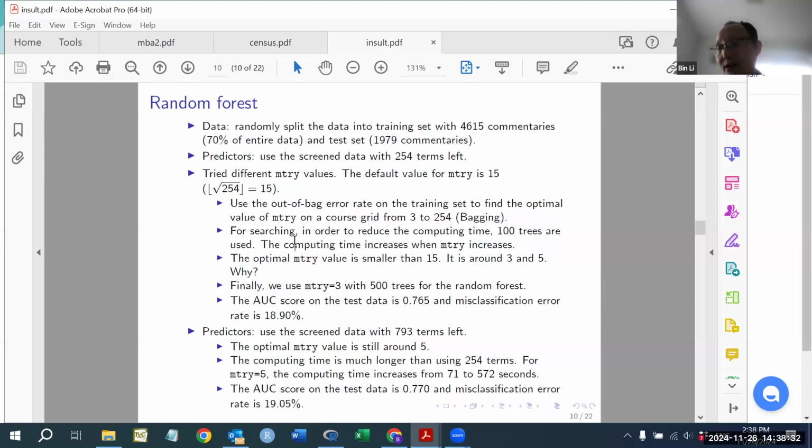So you can see the benefit of filtering away those irrelevant words. We can improve the computational efficiency. We can also get competitive results.